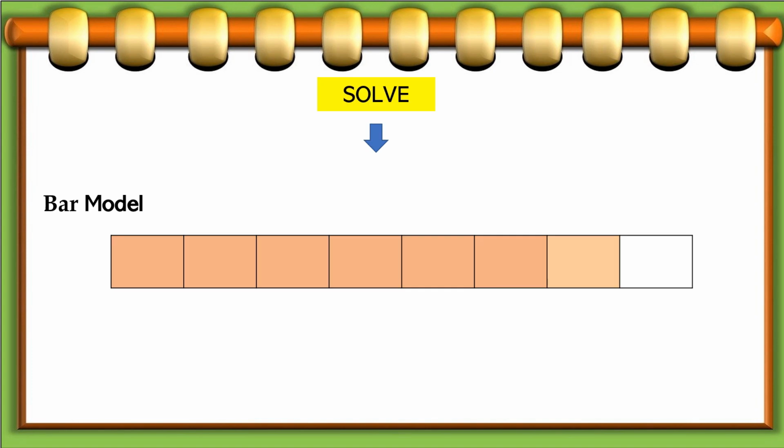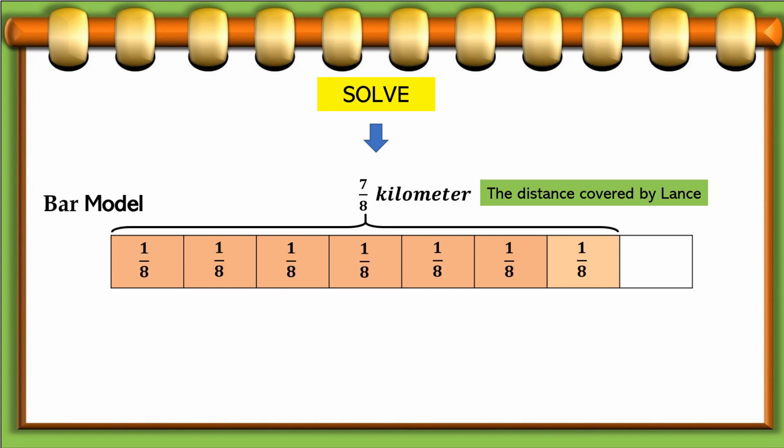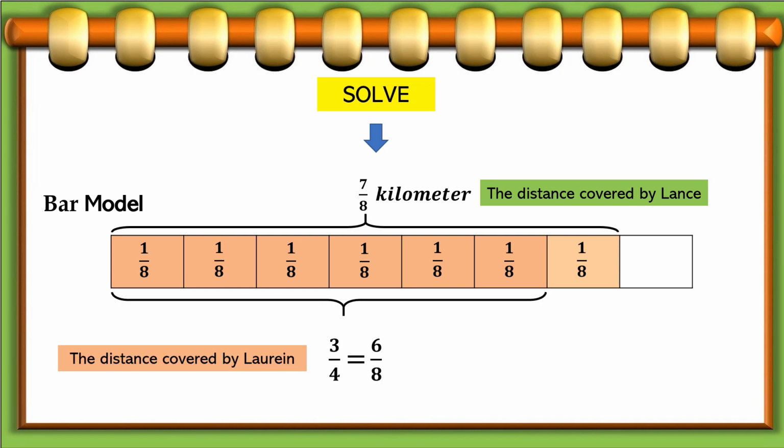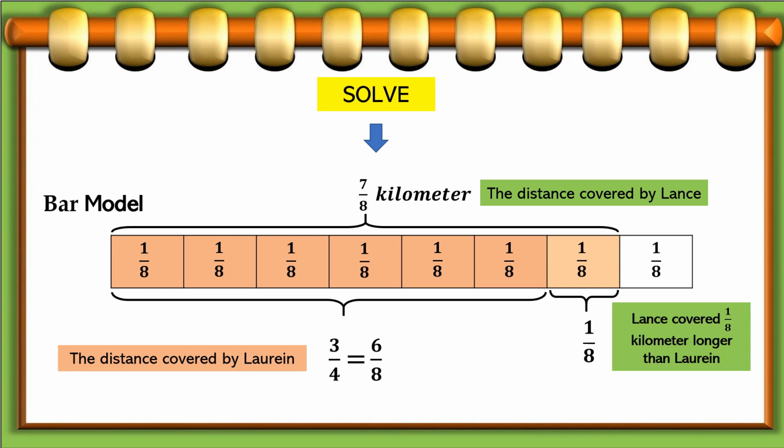After we have planned for the operation to be used and number sentence, we are now ready to solve the problem. We can use the bar model to solve the problem. Here, the distance covered by Lance is 7/8 km, and the distance covered by Lorraine is 3/4 km, also equivalent to 6 over 8 kilometer. Then we have 1/8 left. Lance covered 1/8 kilometer longer than Lorraine.